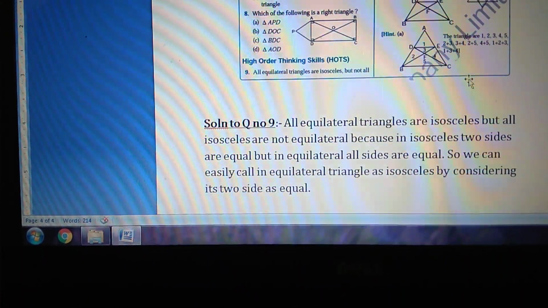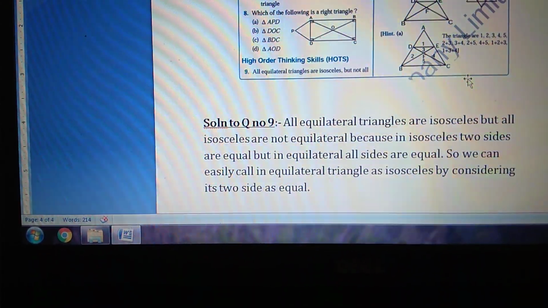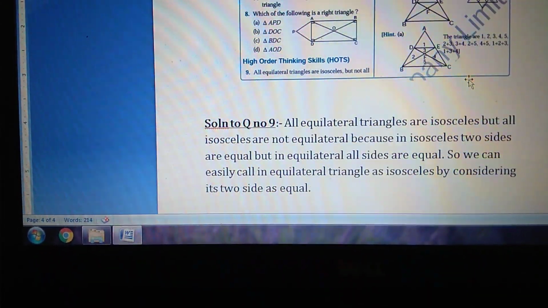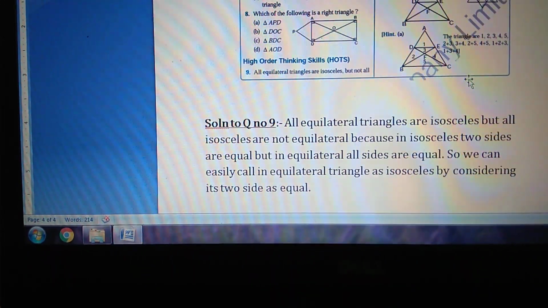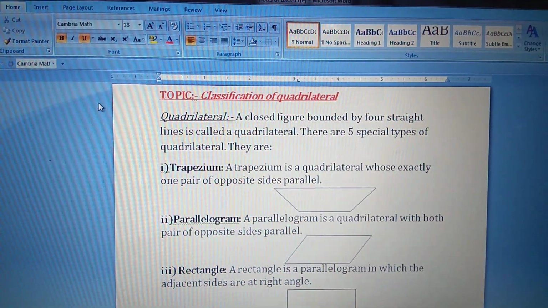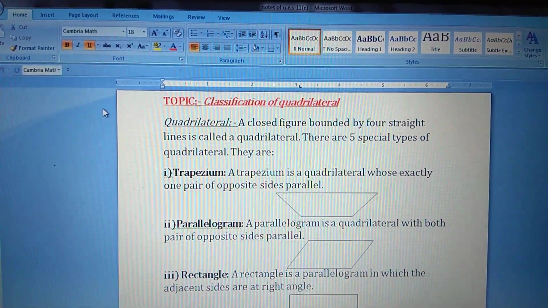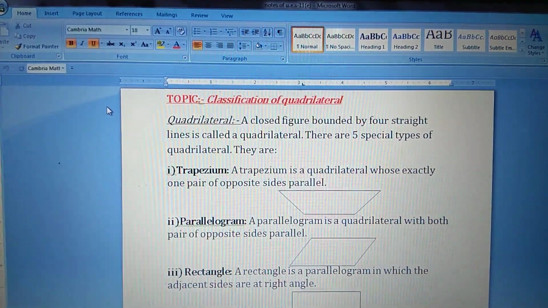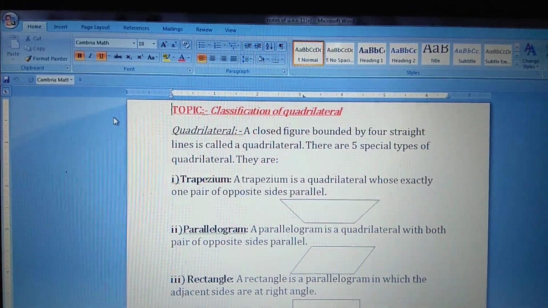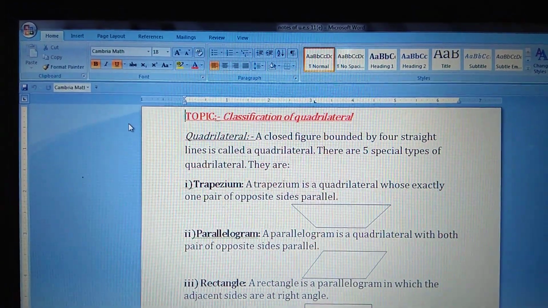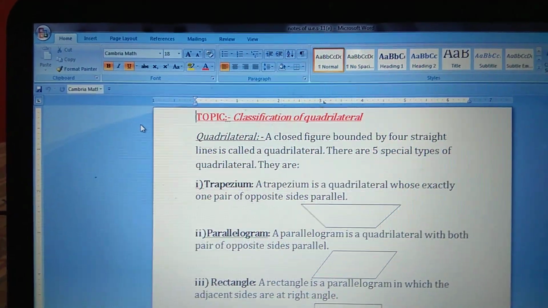Now we are going to our next topic of this chapter, quadrilaterals. Let's have a look. So now we are going to start with quadrilaterals. What is a quadrilateral? It will be a big question for you. A quadrilateral is a closed figure bounded by four sides. Like a triangle is bounded by three sides, a quadrilateral is a figure bounded by four sides.